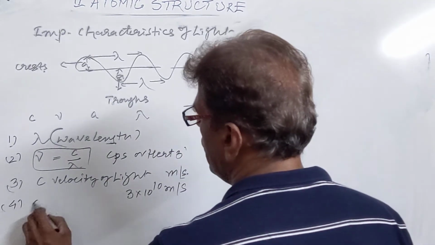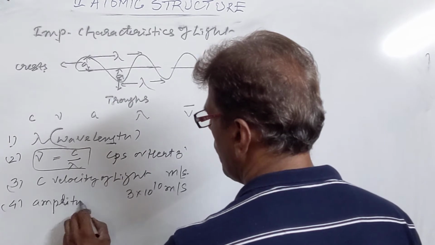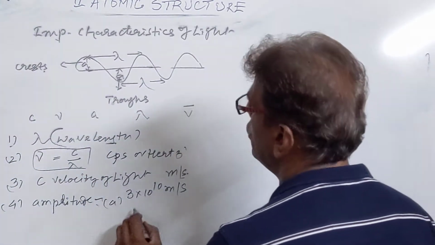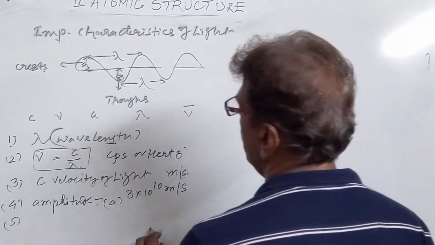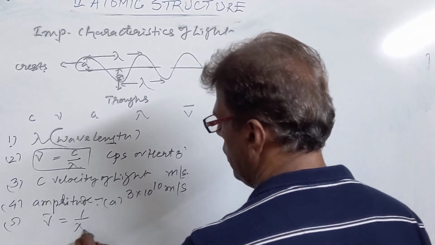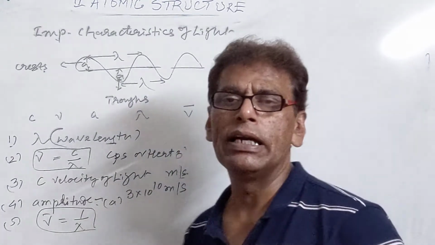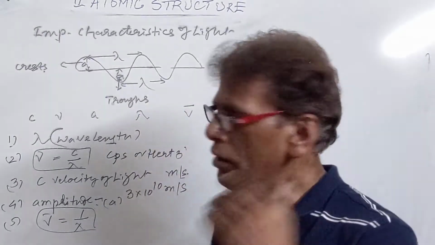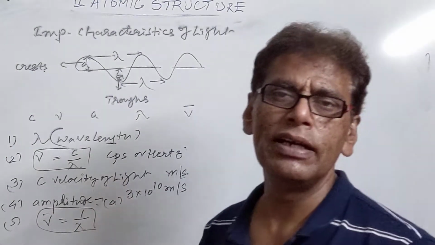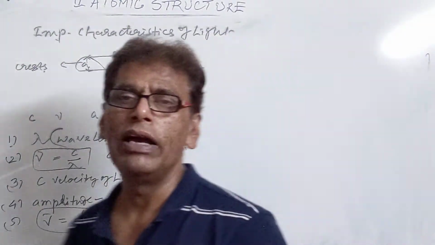Then we have the fourth definition, the amplitude of the wave. It is the height of the crest or depth of the trough, that is called the amplitude. Then we have the fifth definition, the wave number. It is the reciprocal of wavelength. The lesser the wavelength, the higher the wave number, or we can define wave number as the number of waves present in unit length, that is 1 centimeter. If we count how many waves there are, that is the wave number.